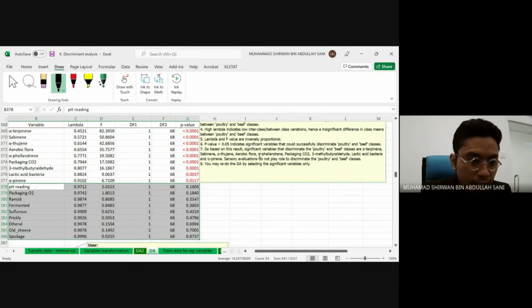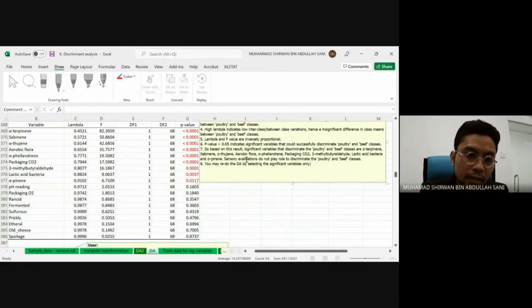So based on this result, the significant variables that discriminate the poultry and beef classes are alpha-terpinene up to alpha-pinene. Sensory evaluations do not play a role to discriminate the poultry and beef classes. Actually, they do play roles, but they are not really strong contributors to differentiate the poultry and beef classes. So you may redo the DA by selecting the significant variables only.